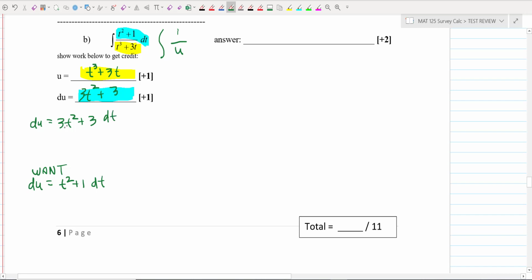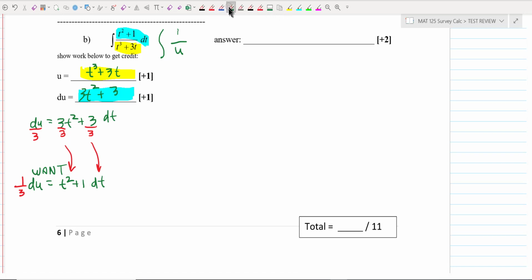Okay? Well, just ask yourself a question. This is an equation. You can multiply or divide both sides of this equation by anything except 0. So if you look at this, what you would do is divide both sides by 3, and you would get this, see? So you would end up getting 1/3 du equals t squared plus 1 times dt. So that's what you end up having now.